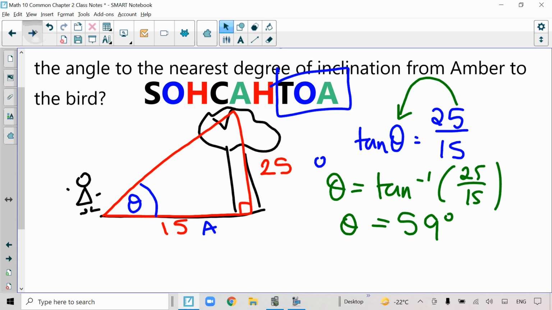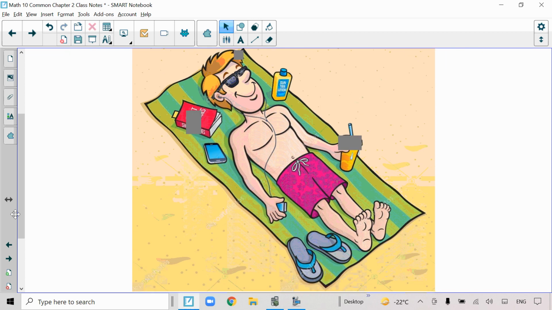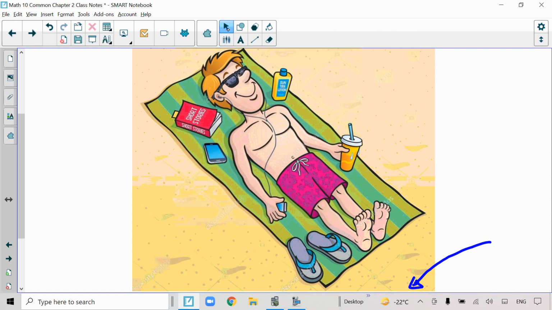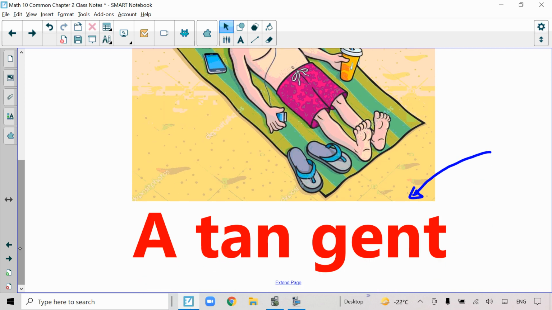Okay, so to end this, I have a little question for you. What do you call a man who spends all day at the beach? Kind of ironic when you can see the bottom of my screen here. Right now, the temperature currently where I am is minus 22. But what would you call a gentleman that spends all day at the beach? Well, quite simply, you would call him a tangent. Get it?